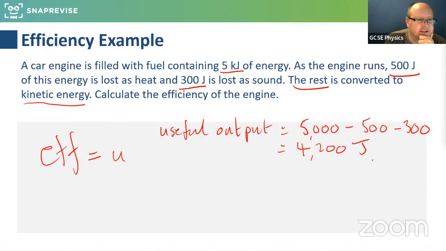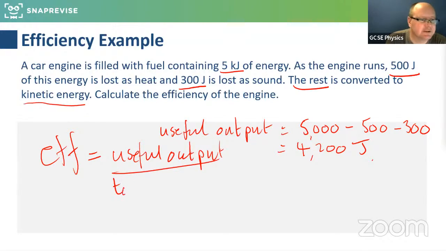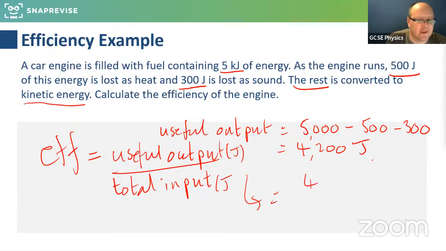So our efficiency is useful output divided by total input, both of these being energies. So I'll just put the J there to make that clear. And that's going to be equal to 4,200 divided by 5,000, the total amount of energy we put in. And that works out at 0.84.